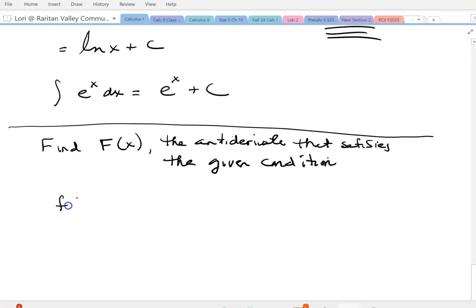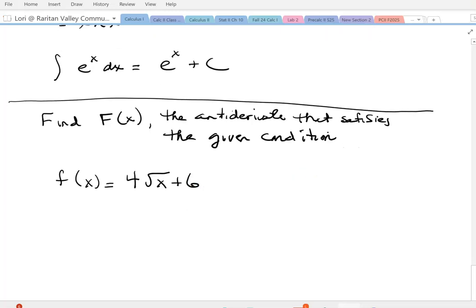All right, so let's suppose my f of x function is simply 4 radical x plus 6. But I know when I take the antiderivative to get capital F of x, that just gives me a family of functions. I want a very specific one when capital F of 1 equals 8. So we are going to find the one that satisfies that particular condition. Well, first we've got to find capital F.